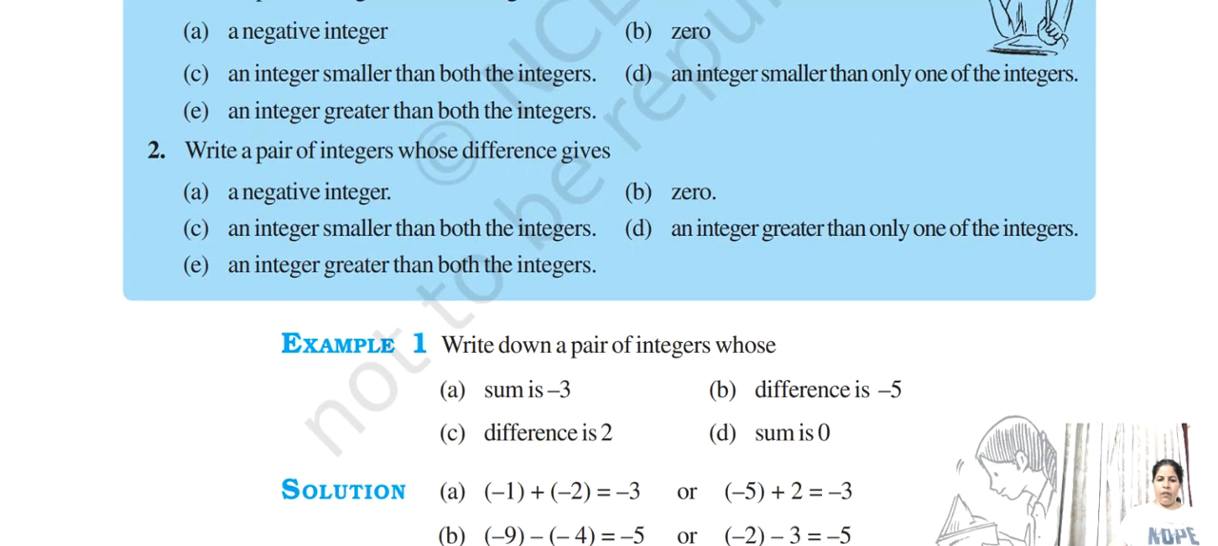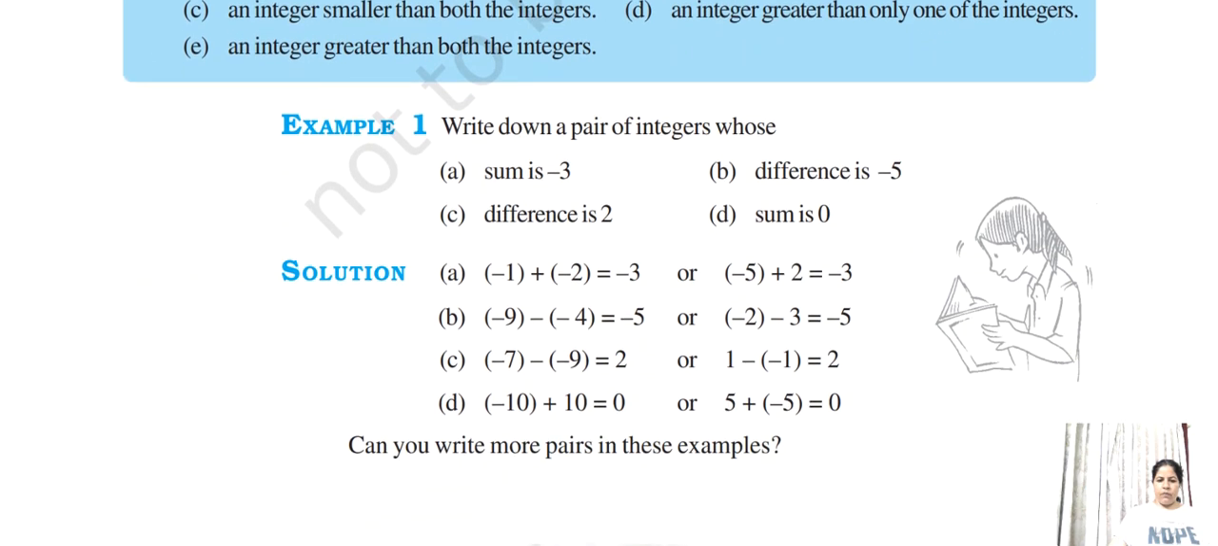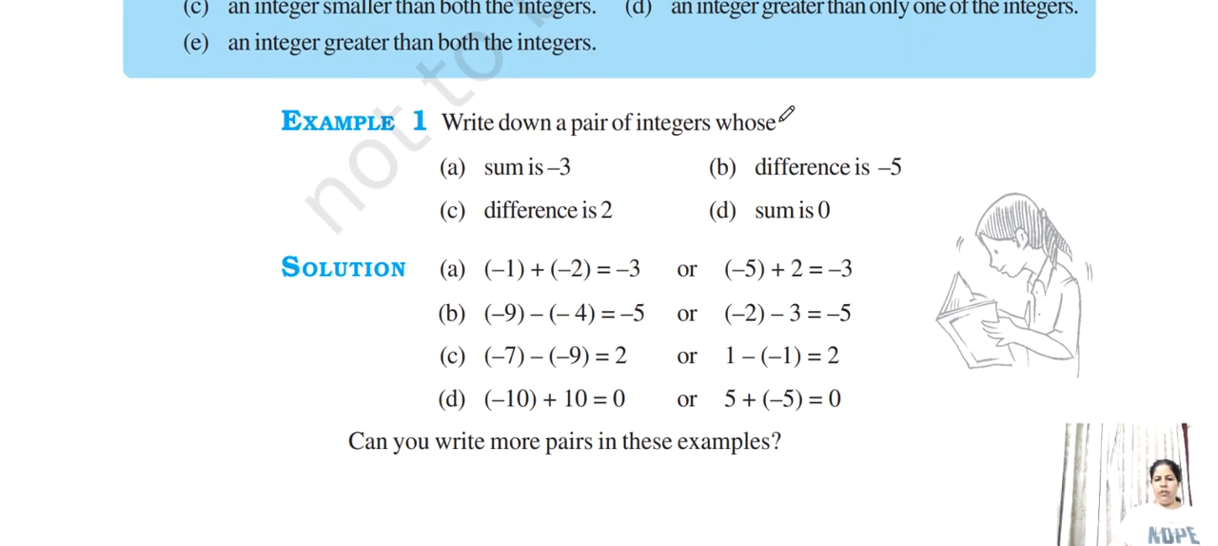Write down a pair of integers whose sum is -3. So we are doing -1 plus addition with -2. We are getting -3. These are just simple things.